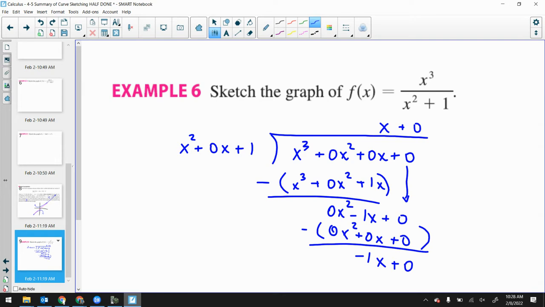So what did I divide here? This actually comes out to be x plus, minus x over x squared plus 1, right? That's what it comes out to be. You take the remainder over what you were dividing by. x over x squared plus 1. And I just made it a minus because it was a negative 1x.